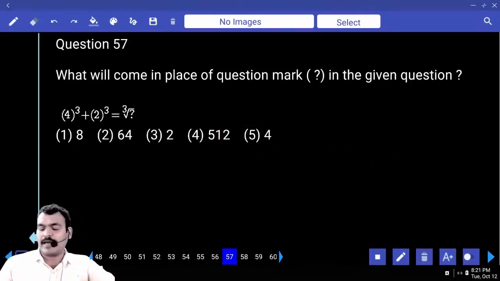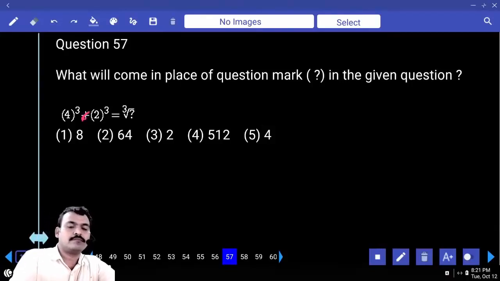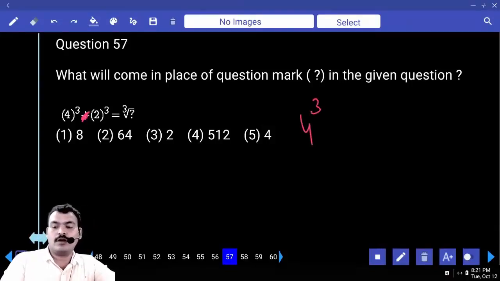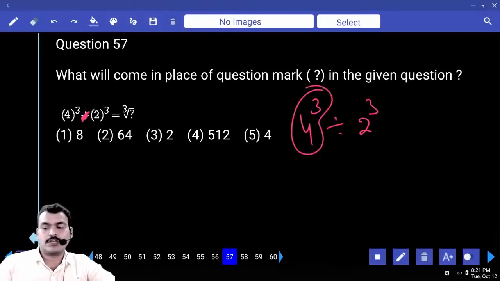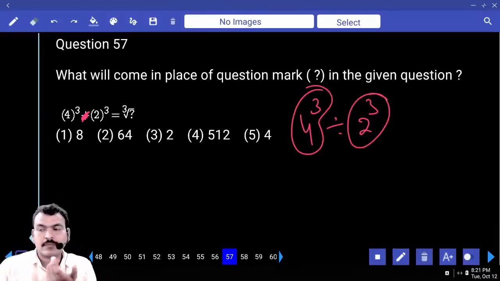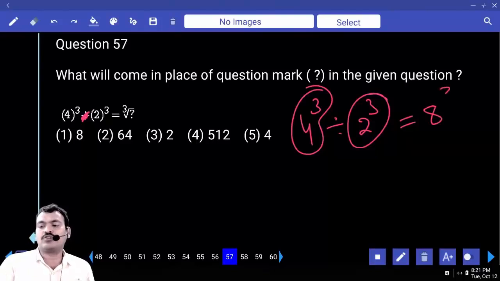It is not a plus value. It is division. 4 cube divided by 2 cube. What is the 4 cube value? 64. What is the 2 cube value? 8. 64 by 8, 8. Cube root of something equal to 8 means we require 8 cube or not. What is the 8 cube value? 512.